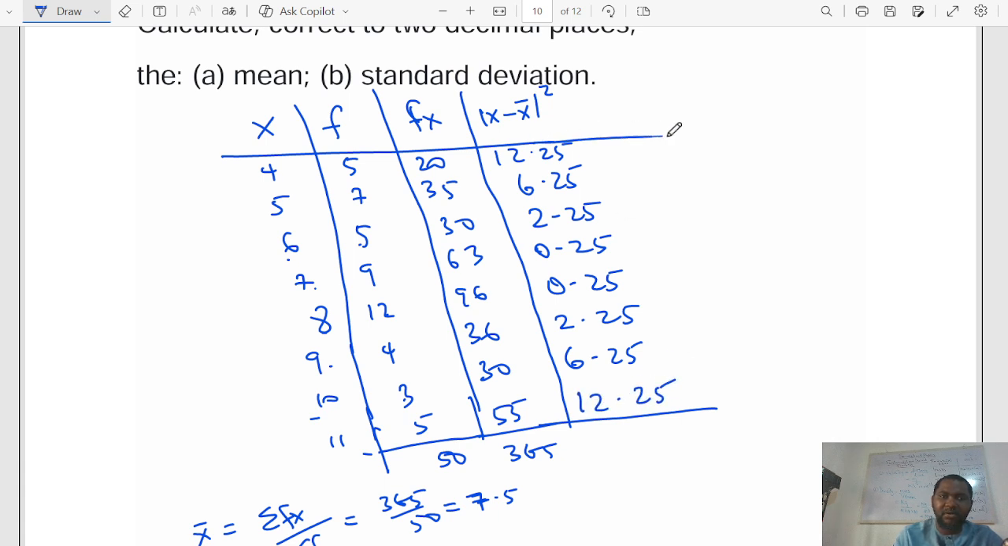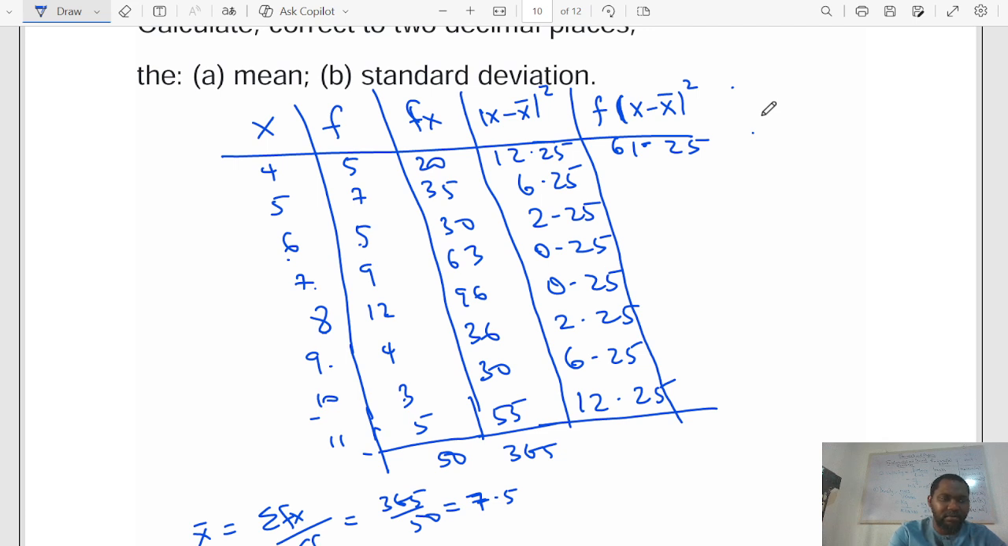Okay, but that's not all. We are meant to multiply this. So that's f into x minus x bar squared. Whatever you get here, you're going to multiply by f. So we are going to say 5 times this, we get the answer, and so on and so forth. So let's start with the first one. 5 times 12.25 is giving us 61.25.